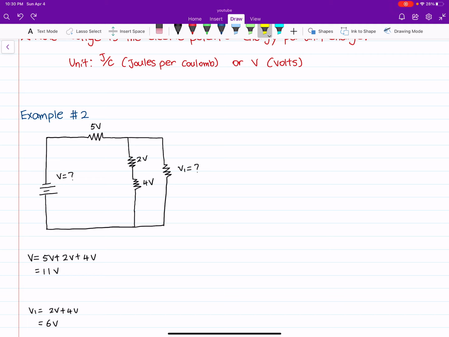Another method to approach this is to look at this bigger loop right here. Since we found out that the voltage gain at the battery is 11 volts, then we know that 11 volts minus 5 volts minus V1 is equal to 0. So we can use the bigger loop to find V1 as well. Or we can just use what we learned previously from example 1 to make the voltage loss across the parallel paths equal.